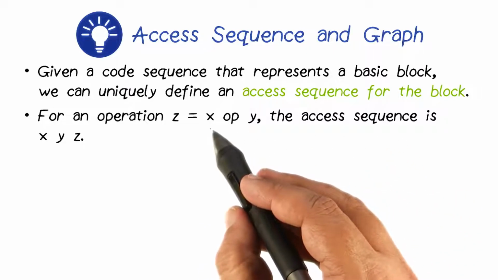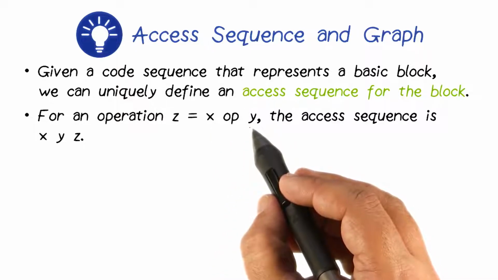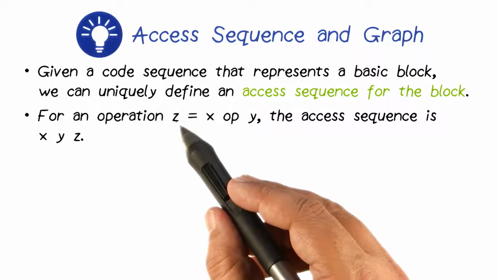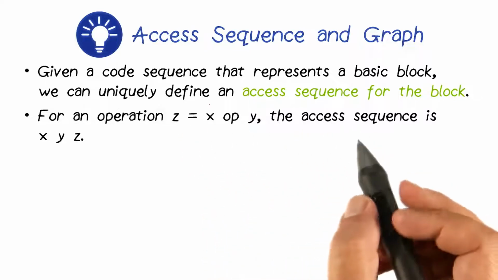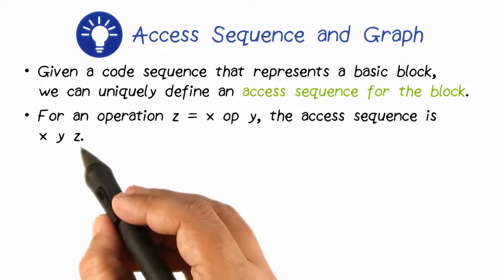The operand 1 is accessed first, which is X. Then the operand 2 is accessed next, which is Y. And then finally, the result is stored in Z. So the access sequence for this simple operation is X followed by Y followed by Z.